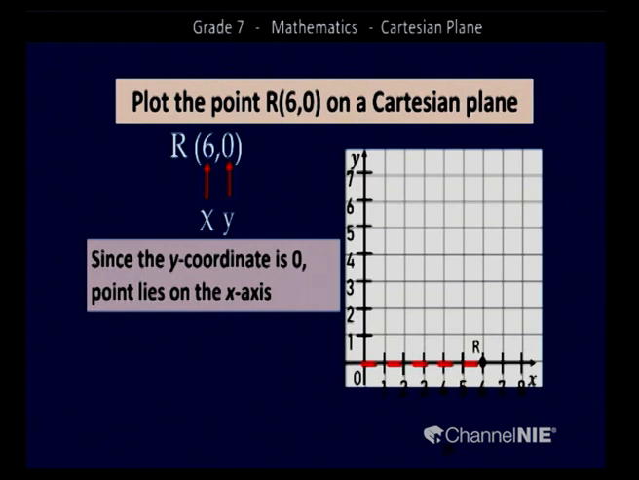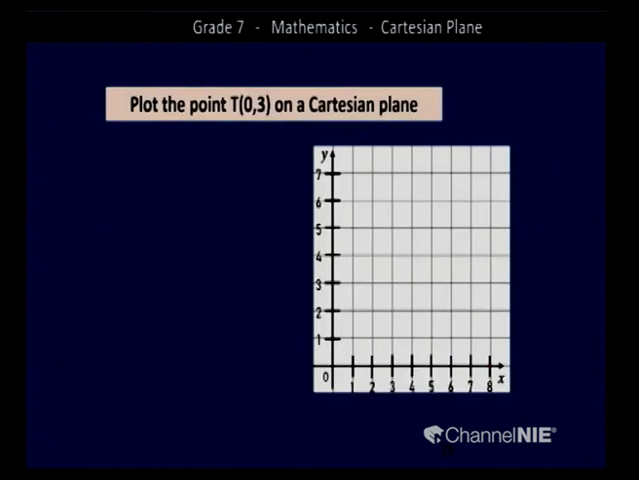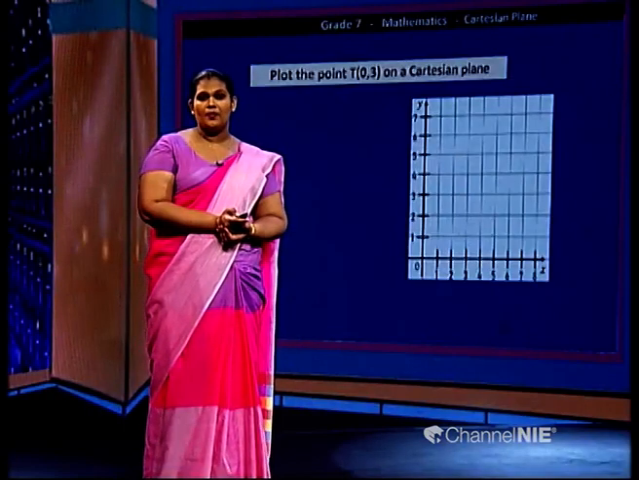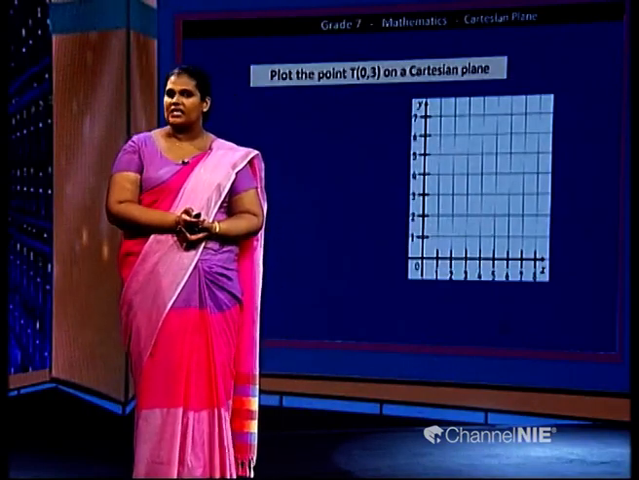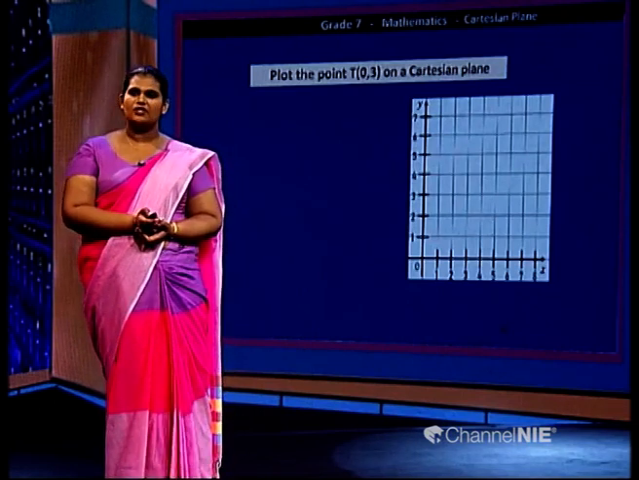I will say it once again: when the y coordinate is equal to 0, you can get it in the form (x, 0), that means y is always equal to 0, then the point should be marked on the x axis. Okay. Then we will move on to another one. This time I am going to mark point T. There I can see the x coordinate is equal to 0.